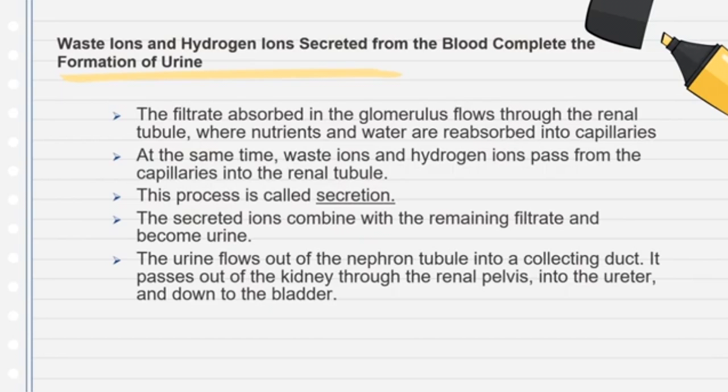The secreted ions combine with the remaining filtrate and become urine. The urine flows out of the nephron tubule into a collecting duct. It passes out the kidney through the renal pelvis into the ureter and down to the bladder.